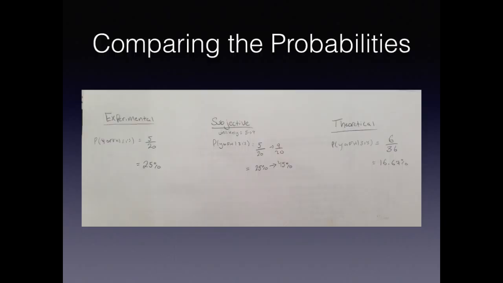Now we are going to compare the 3 types of probabilities. First off, the experimental probability was 5 over 20, or 25%. Next, the subjective probability was 5 over 20, or 25%, to 9 over 20, or 45%, as that is what the subjective probability for unlikely was. Finally, the theoretical probability was 6 over 36, or 16.67%. As the experimental probability was 25%, it lies within the subjective probability of 25 to 45%. The experimental and subjective probabilities are both higher than the theoretical probability.